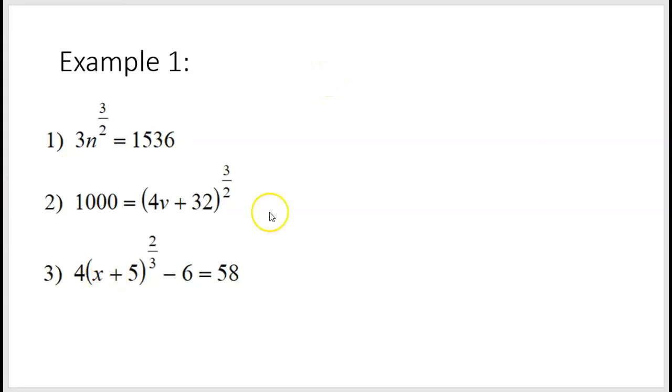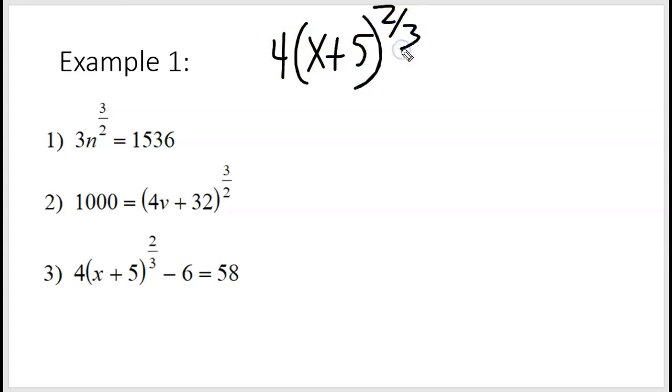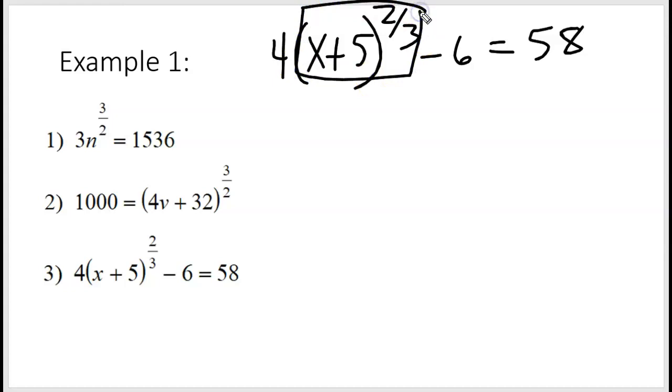Let's do number 3. All right, so step 1. Step 1 is to get rid of any number that's not under the power of, or the influence of the power 2/3. So everything in parentheses is under the influence of that power. So we need to get rid of the 6 and the 4 there.